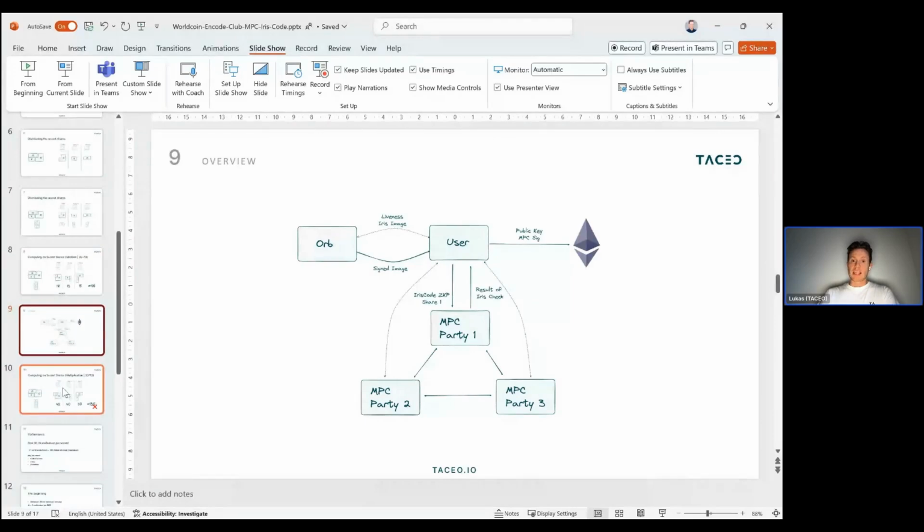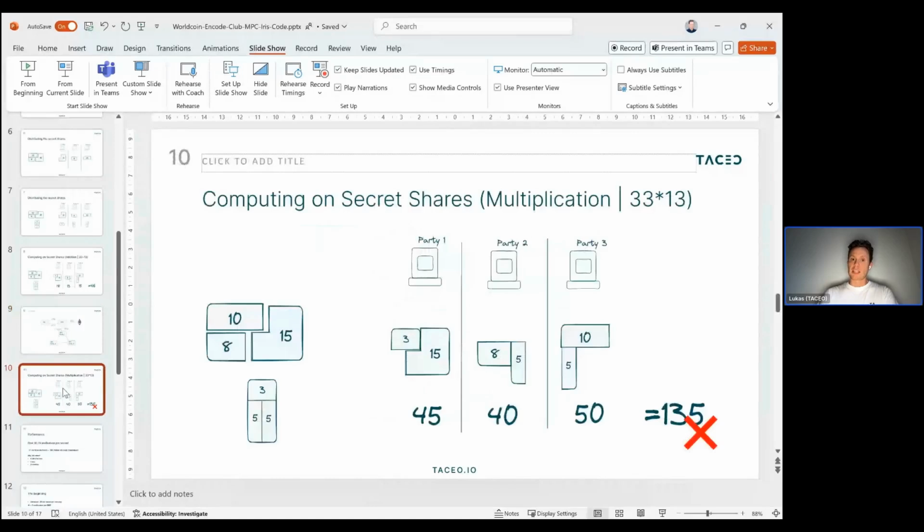Now, maybe it's even that easy if you're doing multiplication, so computing on secret shares. But take something like 34 times 13, which, even approximately, is definitely above 300. If we did it naively, like we did with the addition, you would get 45 for the first party, 40 for the second party because the shares are 8 times 5, and 50 for the third party. Now let's add those numbers together and it would result in 135, which is obviously wrong.